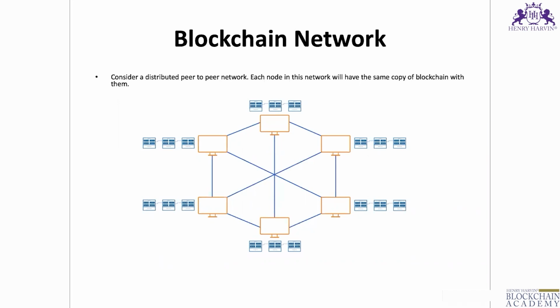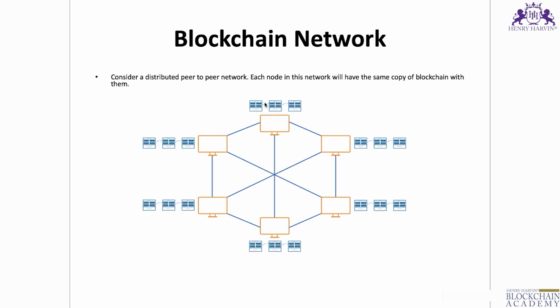We already saw this, right? All data is distributed to all the nodes. That is called distributed. So if this node has some data, it should be distributed to all other nodes. All the nodes have the same copy of the data. That is distributed. And how the data is stored is in the form of a blockchain. So this is how the blockchain looks.